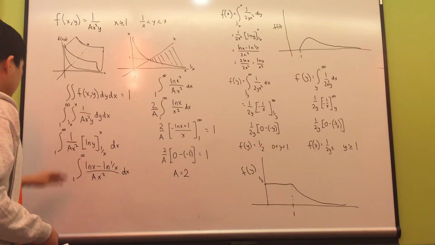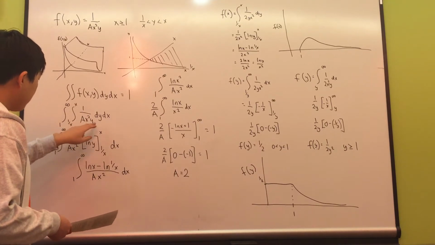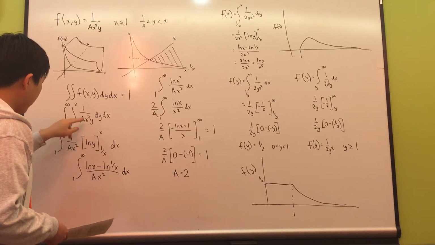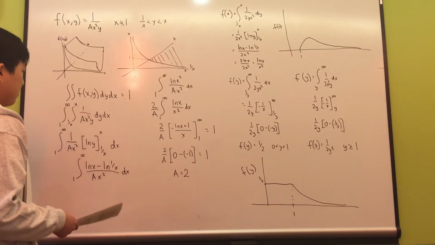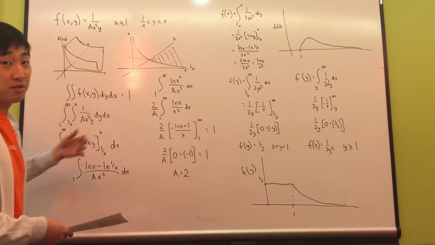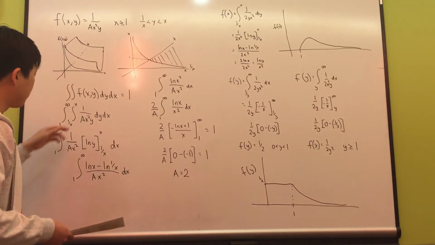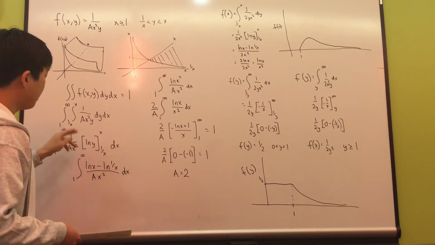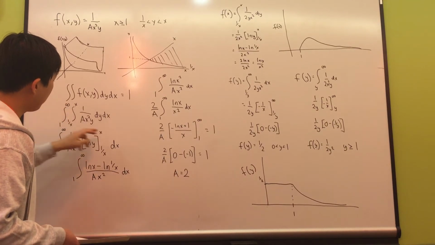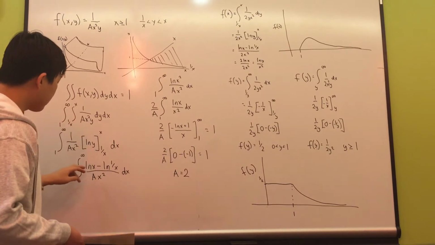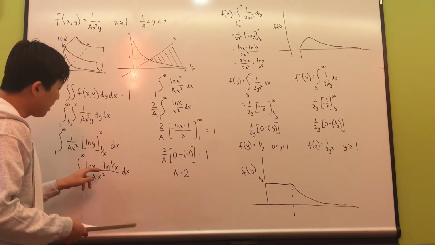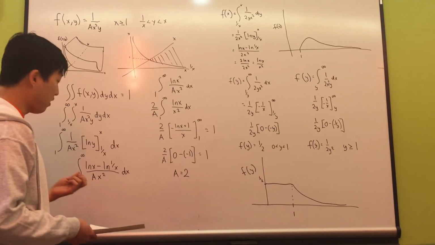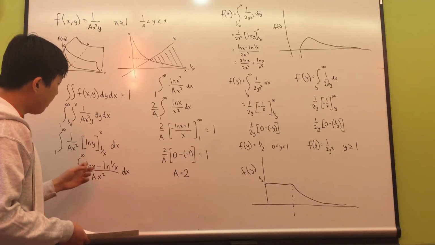Since we're integrating with respect to y, we can take out 1 over a x squared, because that's effectively a constant. We just get 1 over y, and the integral of 1 over y is ln of y. So it's ln of y from 1 over x to x. When you plug in the bounds, you get ln of x minus ln of 1 over x. Because of the properties of logarithmic functions, this can be combined.